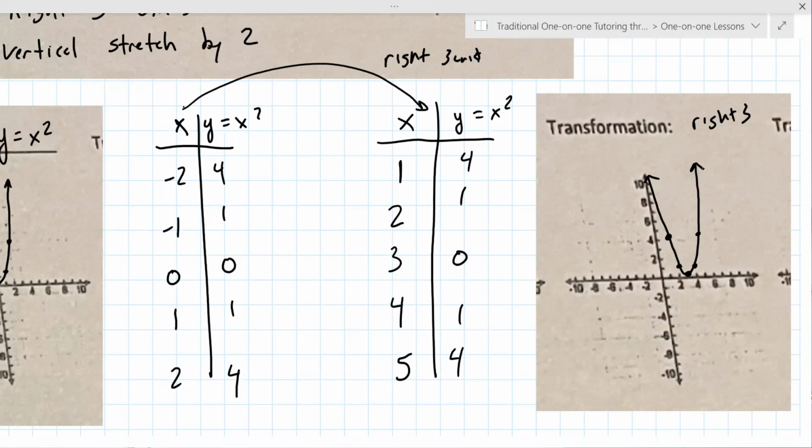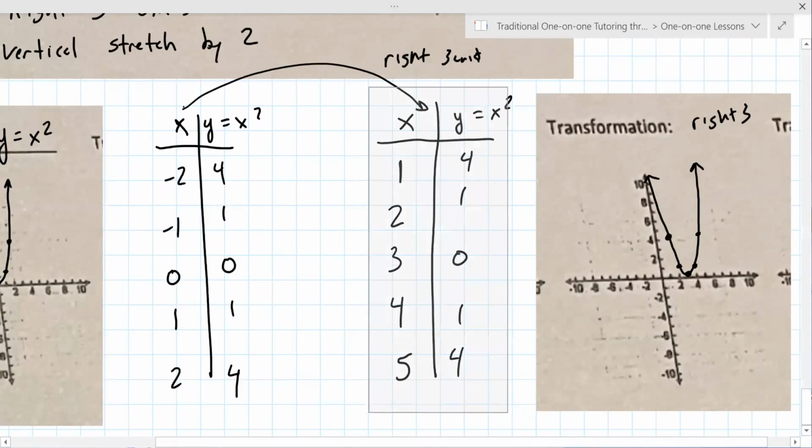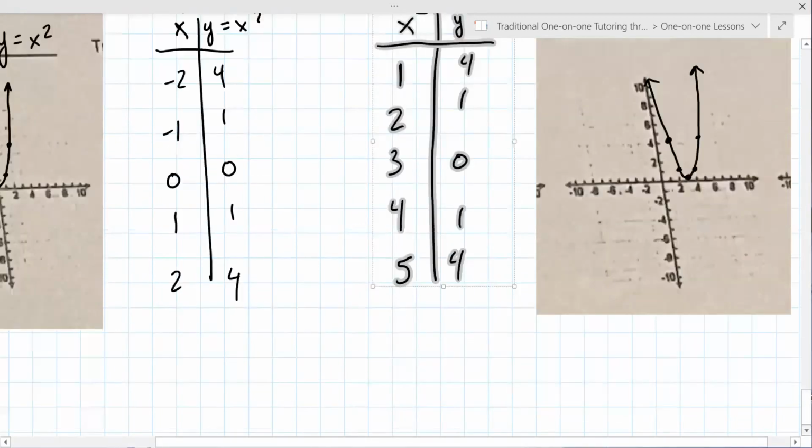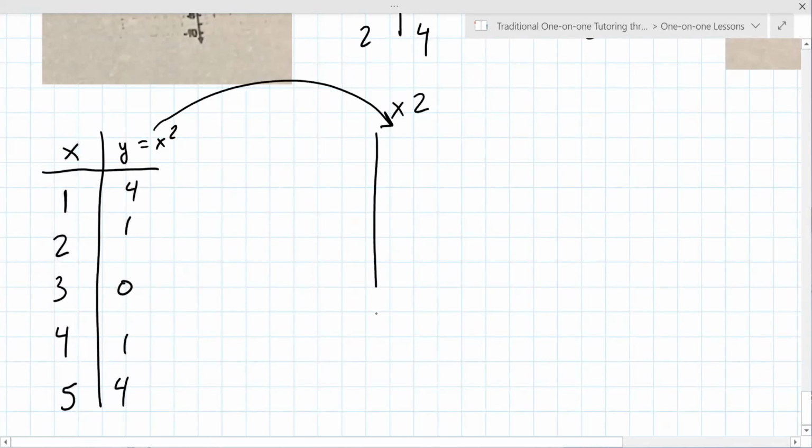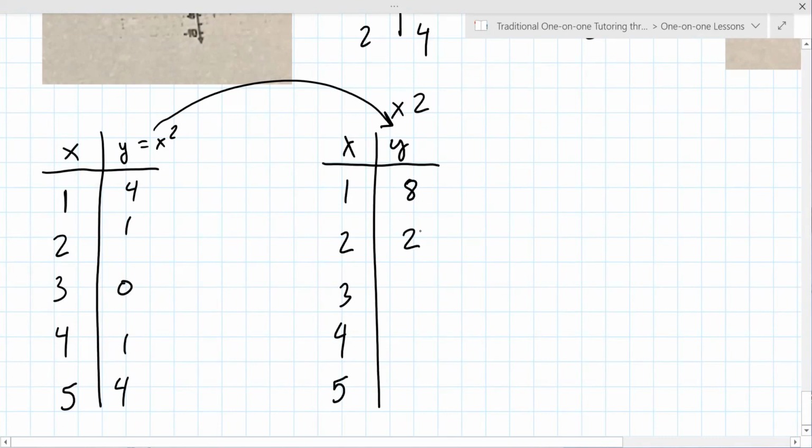Okay, got it down. So now vertical stretch by 2. That's the last one. We're going to multiply all the y values by 2. So every y value you see in this list, we're going to multiply by 2. The x's are going to stay the same though. So 4 times 2 is 8, 1 times 2 is 2, 0 times 2 is 0, 1 times 2 is 2, and then 4 times 2 is 8. And then we'll do that last graph here.